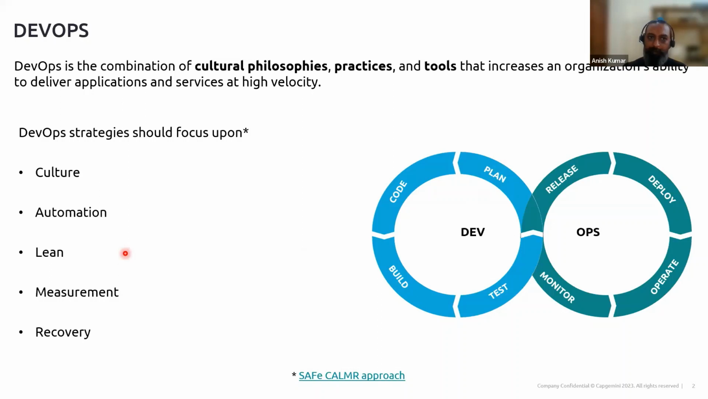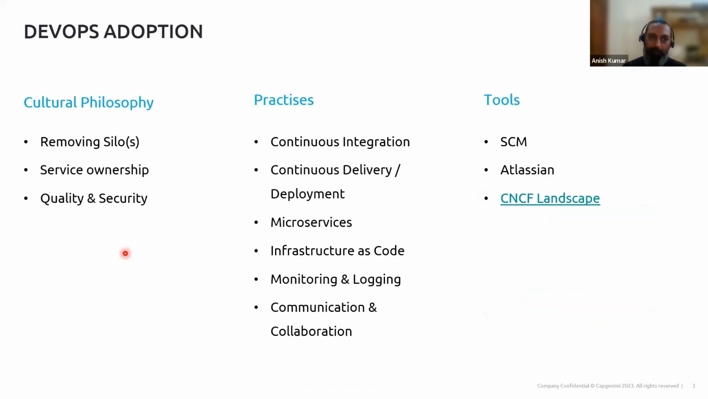Moving on, when we talk about DevOps adoption, the three pillars are cultural philosophies, practices, and tools. So let's try and understand the different cultural philosophies. I touched upon removing silos. That is one of the key aspects.